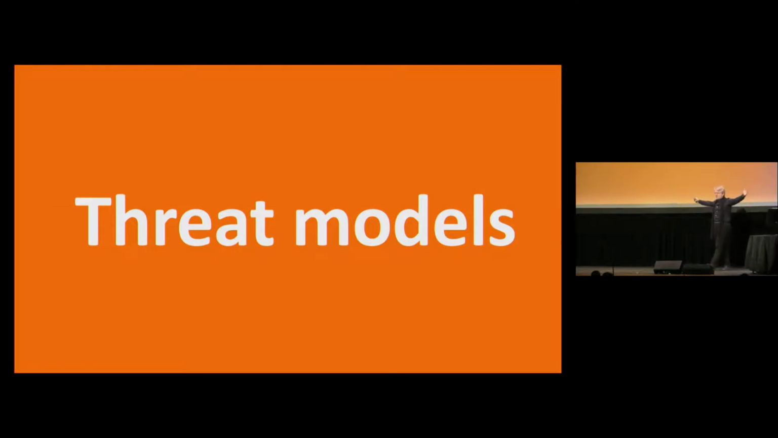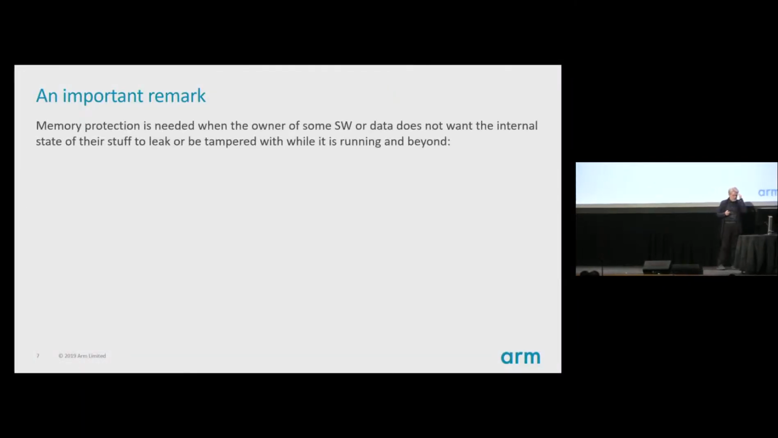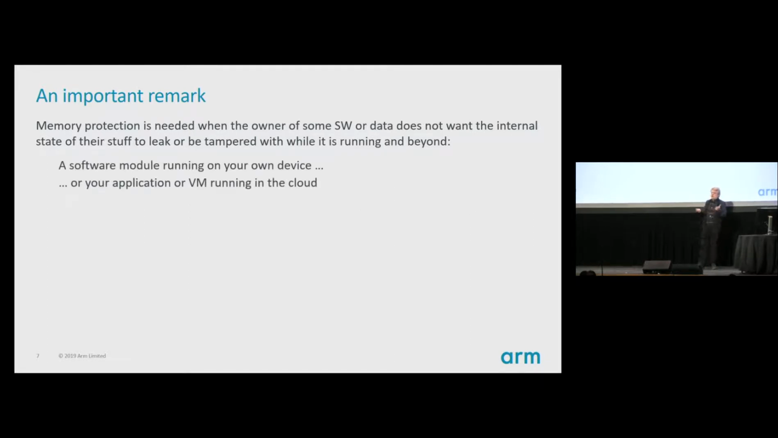Okay, security problem, let's talk about threat models. There is a big misconception sometimes. People say, well, we have client devices and infra devices, which means everything that is in the cloud, the edge, the fog. This is the wrong assumption, because memory protection is always needed when the owner of some software or some data does not want the internal state of their stuff to leak or to be tampered with while it is running and beyond. This might be some software module running on your device, handling some DRM scheme, but it could also be your application or virtual machine running in the cloud.